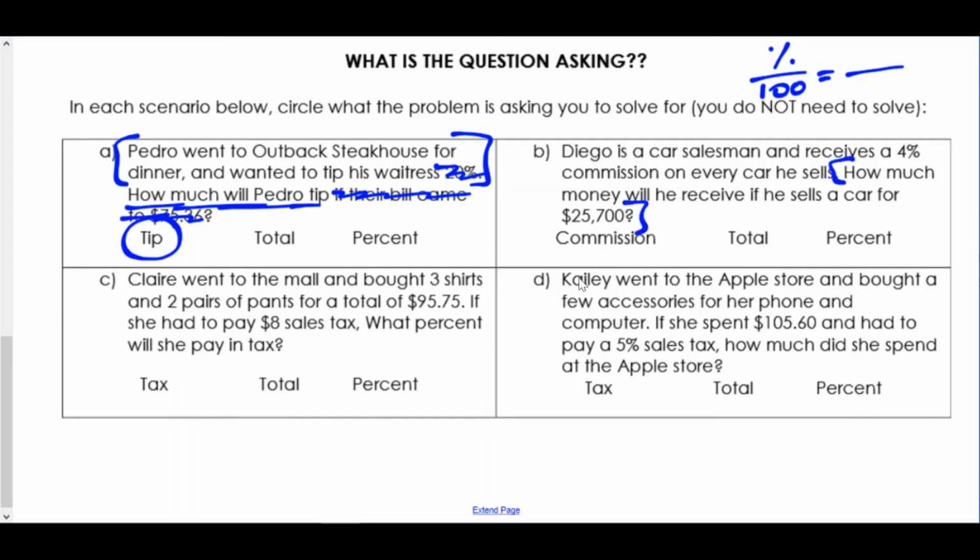How much money will he receive if he sells a car for $25,700? Actually, I guess we need the context there. It's a 4% commission. So we're looking for the money he will receive for commission. He is a car salesman and he receives a commission. He doesn't get any of this $25,700. He just gets a 4% commission from the car dealership.